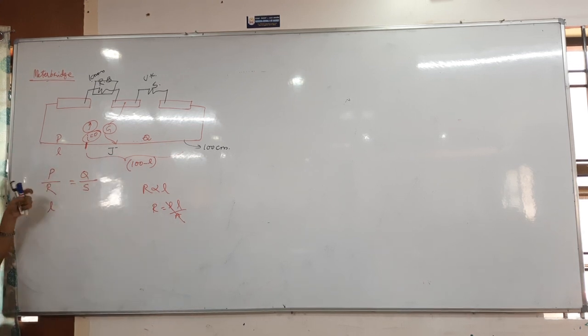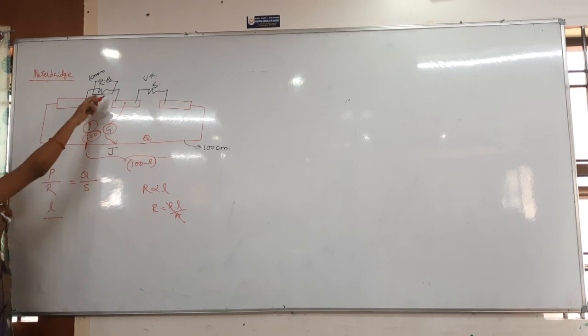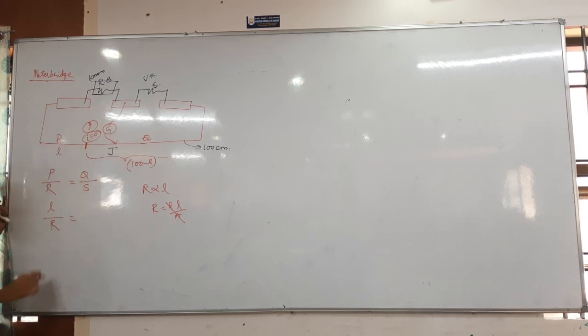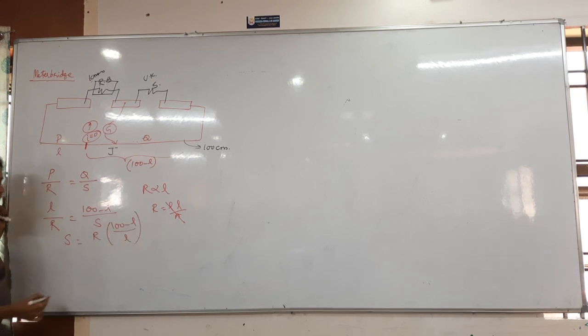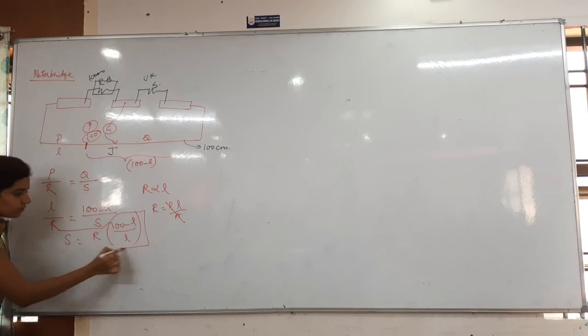So in the same way here, P means L divided by the resistance value R, that is equal to Q, which is 100 minus L, divided by S, the unknown resistance. So S is equal to R into (100 minus L) by L. That's it, finished. This is the way to find the unknown resistance.